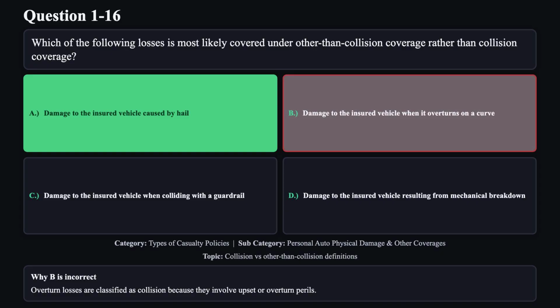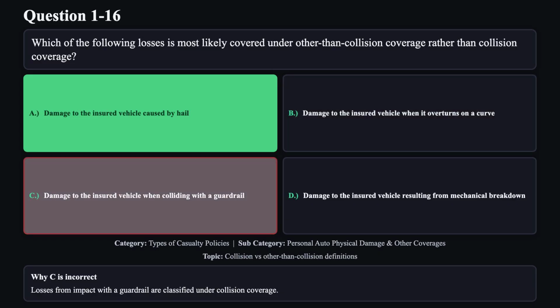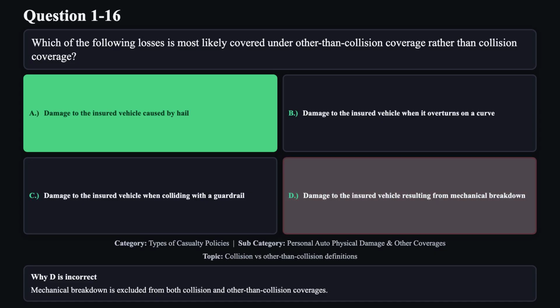Reason B is not correct. Overturn losses are classified as collision because they involve upset or overturn perils. Reason C is not correct. Losses from impact with a guardrail are classified under collision coverage. Reason D is not correct. Mechanical breakdown is excluded from both collision and other than collision coverages.